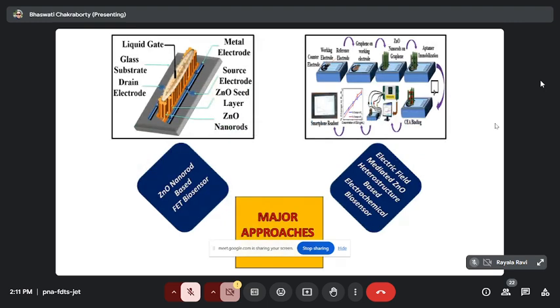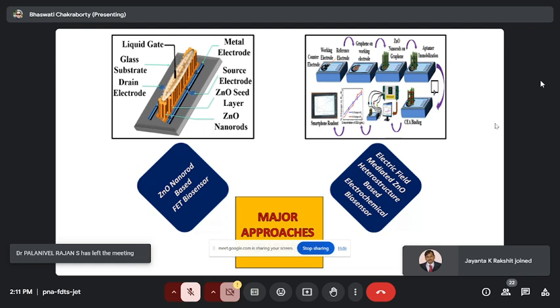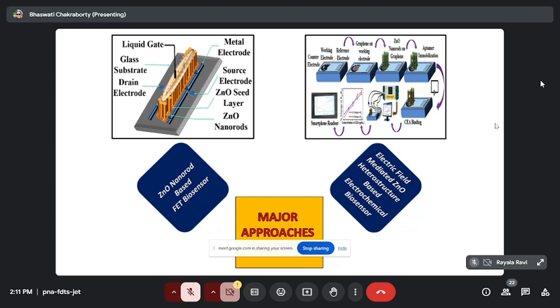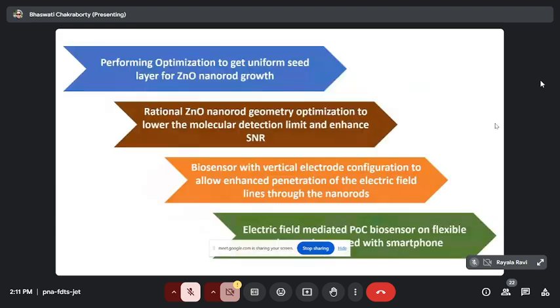Here I'll mainly be discussing two types of biosensing devices. The first one is a FET-based biosensor based on zinc oxide, and another one is a zinc oxide and graphene heterostructure-based electrochemical biosensor for direct electron and molecule capture.